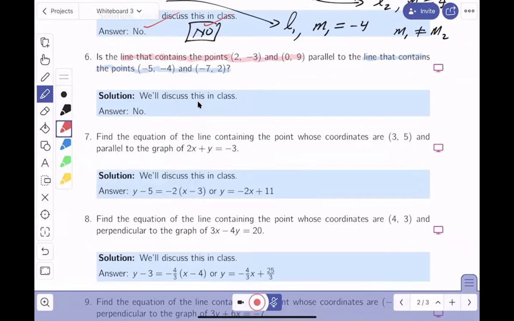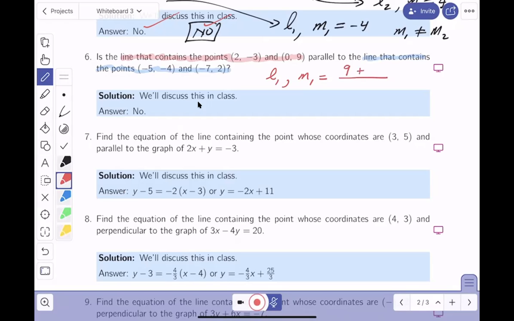So let me go through one line at a time. I'm going to do the slope of line number 1. I need to know the slope formula. That's your past. Without the past, you can't compute slope. What's the slope of line number 1? Well, it's going to be the change in y, which is 9 minus a minus 3, which is plus 3, over 0 minus 2. What do you get there? 9 plus 3 is 12. On the bottom, you get minus 2. So this line's slope is minus 6.